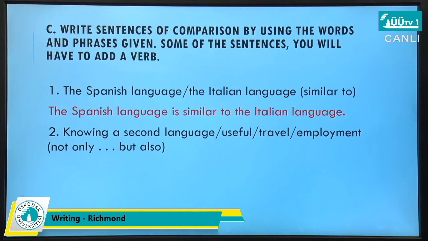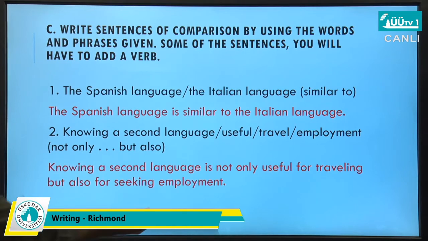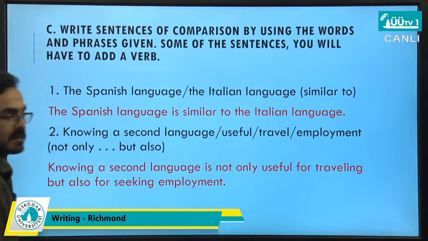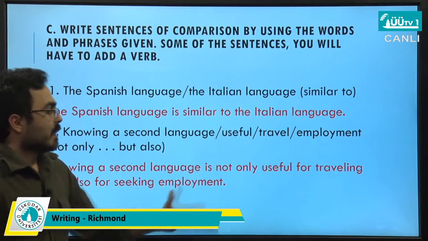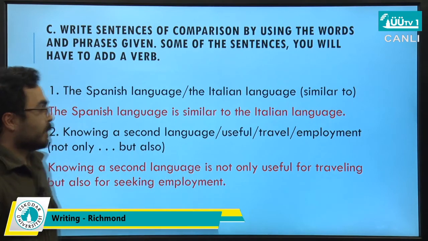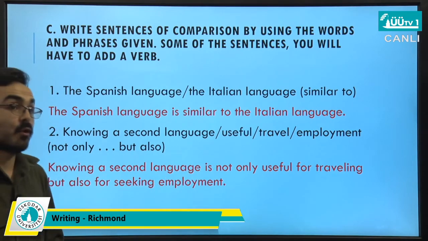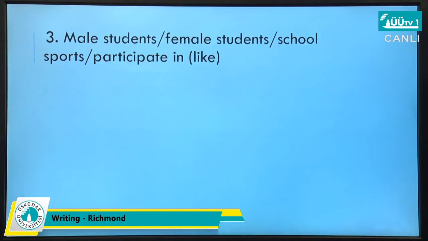Knowing a second language, useful, travel, employment. Not only but also. Let's use this. How can we use this? Not only but also. Again, knowing a second language is not only useful for traveling, but also for seeking employment, right? Again, there is more to this, and I'm explaining it.